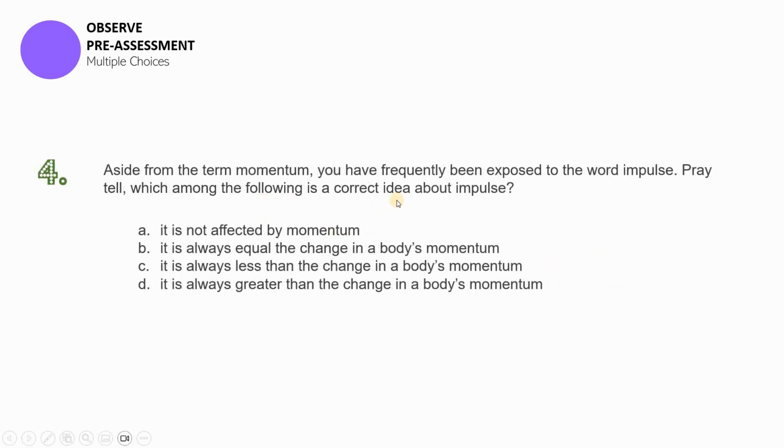Aside from the term momentum, you have frequently been exposed to the word impulse. Pray tell, which among the following is a correct idea about impulse? A. It is not affected by momentum. B. It is always equal to the change in a body's momentum. C. It is always less than the change in a body's momentum. Or is it D? It is always greater than the change in a body's momentum. Take your time. Pause this video if you need more. Are you through? Let's proceed with item number 5.